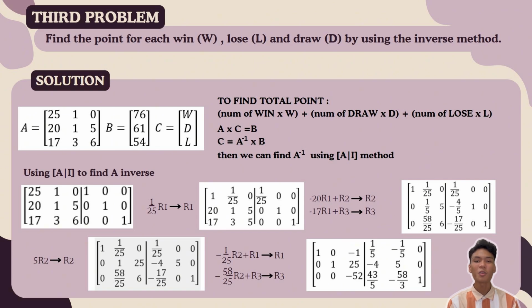Now we multiply the second row with 5 to replace the second row, and then we will get the second entry for the second row as 1. Next, we will multiply negative 1 over 25 with row 2 plus row 1 to replace row 1, and then negative 58 over 25 multiplied with row 2 plus row 3 to replace row 3.